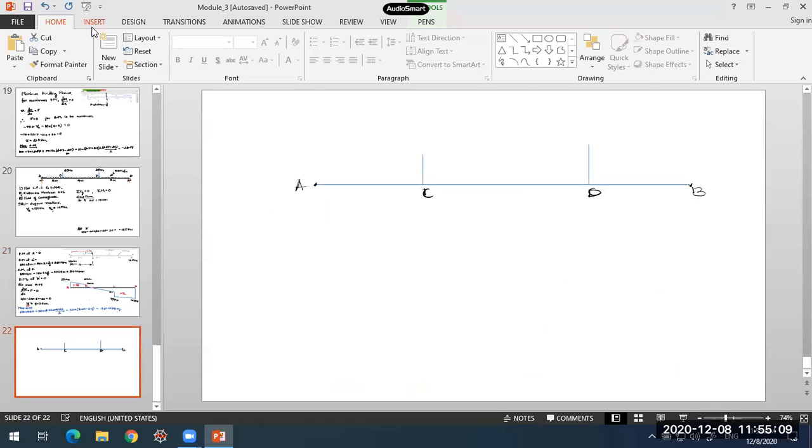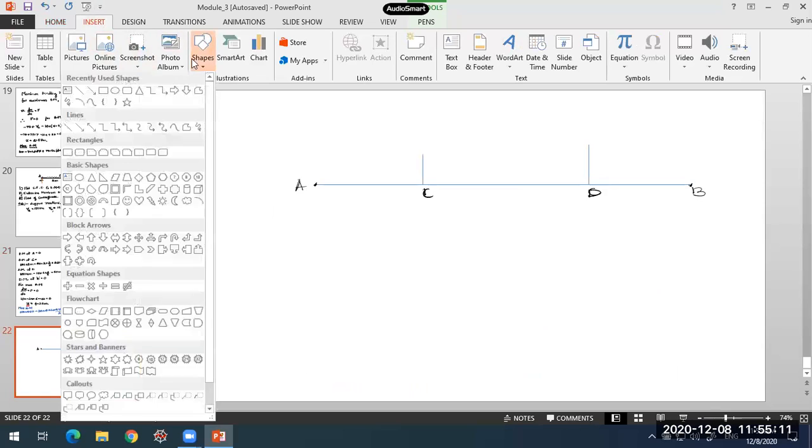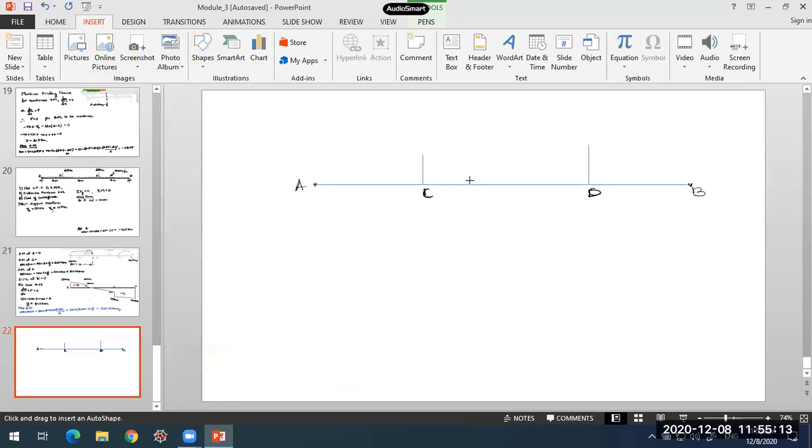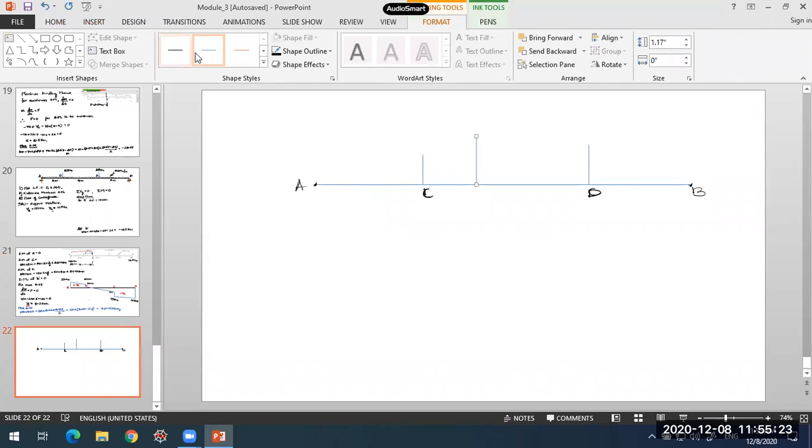So we'll be plotting these now. I'll also plot the maximum bending moment. Somewhere at this point we have this maximum bending moment, right?